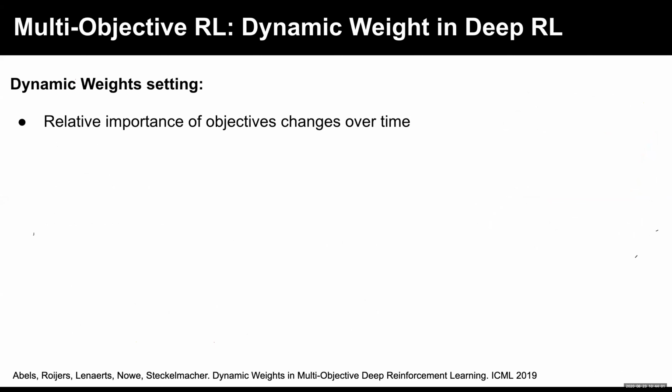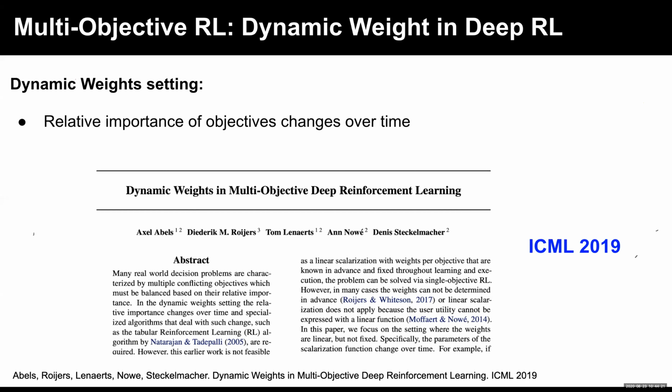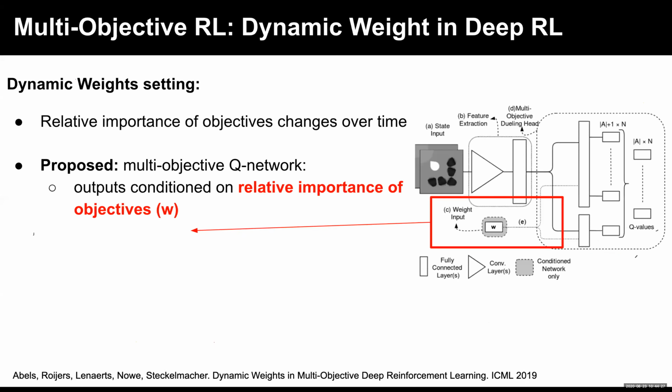So here, as I mentioned in the contextual bandit formulation talked about before, sometimes the importance of objectives changes over time, and specifically in an RL world wherein you have states and there are transitions happening across states as well, then we don't want to fix the Ws, the weights. So this paper at ICML, Dynamic Weights in Multi-Objective Deep Reinforcement Learning, addresses this problem. It's a very nicely written paper.